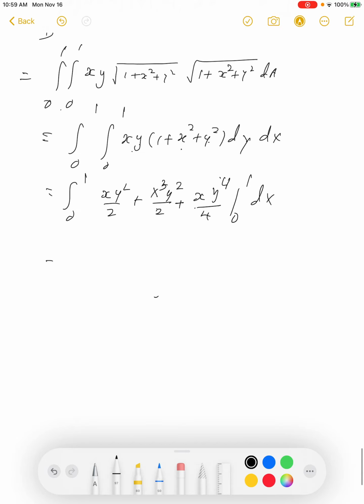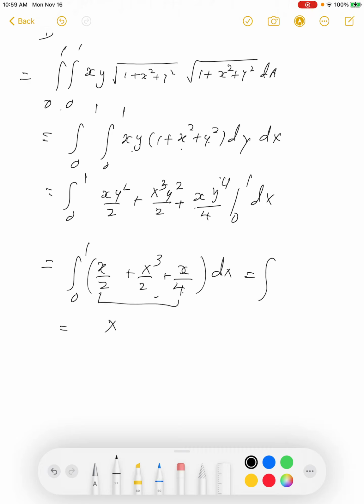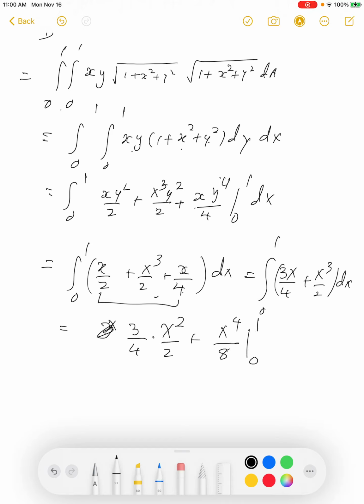0 to 1 dx, and that will be x by 2 plus x cubed by 2 plus x by 4 dx, which is going to be, this you can combine, 3x by 4 plus x cubed by 2 dx 0 to 1. So this will be 3 by 4 times x squared by 2 plus x to the 4 by 8, 0 to 1. So it's going to be 3 by 8 plus 1 by 8, which is 1/2.